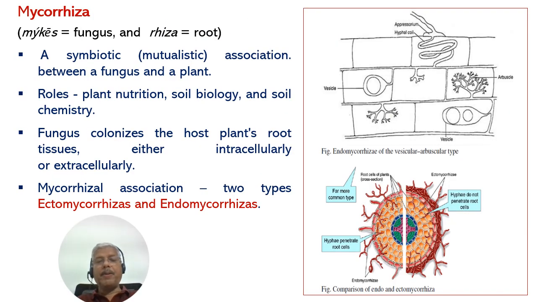A mycorrhiza is a symbiotic association between a fungus and a plant. The term mycorrhiza refers to the role of the fungus in the plant's rhizosphere zone. The mycorrhizae play an important role in plant nutrition, soil biology, and soil chemistry. In mycorrhizal associations, the fungus colonizes the host plant's root tissues either intracellularly or extracellularly. The association is normally mutualistic. The mycorrhiza are commonly divided into ectomycorrhiza and endomycorrhiza.